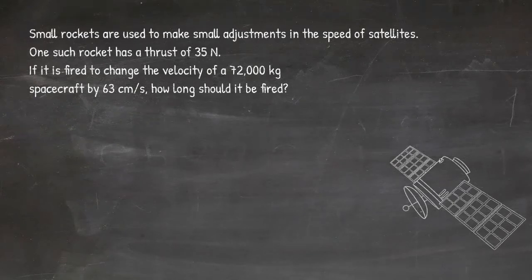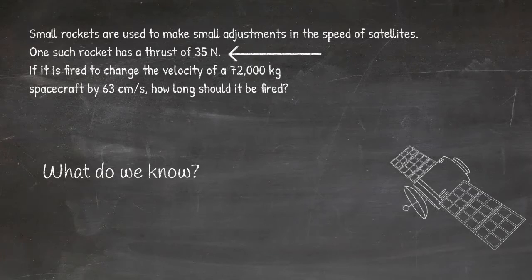Now we have some numbers that pop up right here, and we're going to start out with our observation. What do we know? We've got rockets that produce a thrust of 35 newtons. That will be a force. We have a 72,000 kilogram value here. That's a mass, the mass of the satellite. And we're going to be changing the velocity by 63 centimeters each second. That's all good information we should write down.